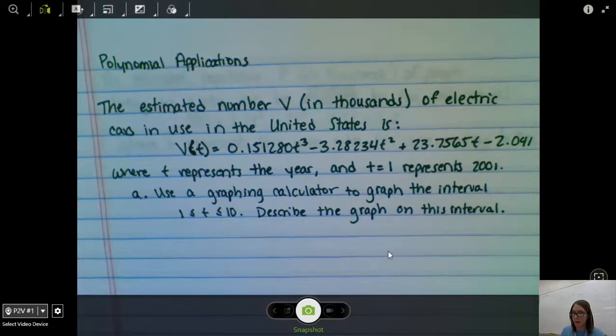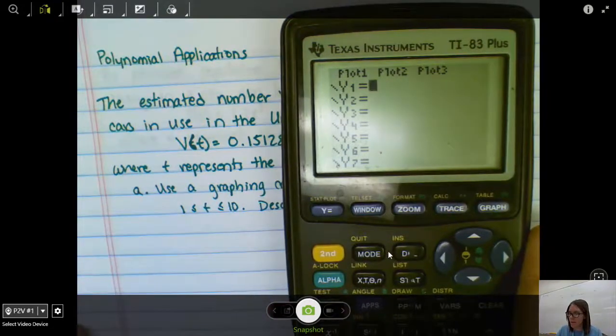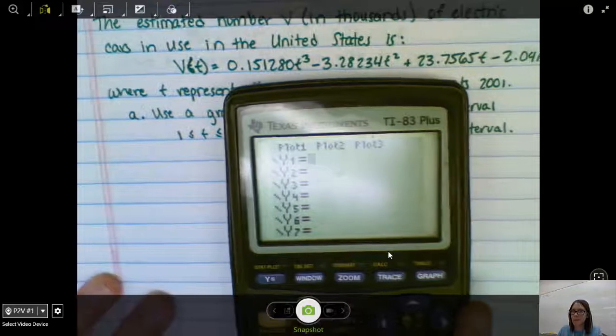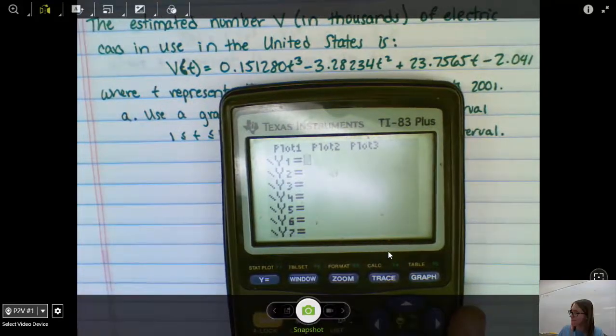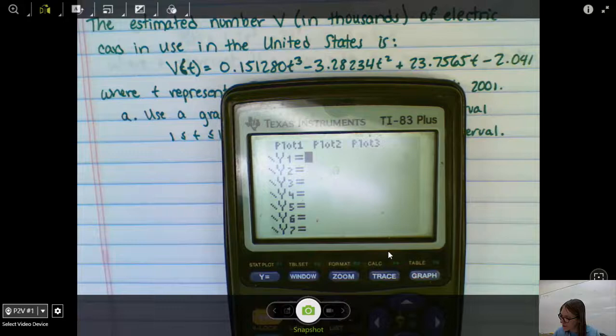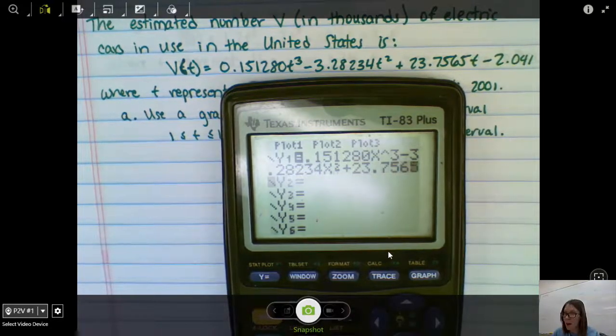So we go to our graphing calculator, and we need to type in our equation, which is pretty long. We have 0.151280 t cubed minus 3.28234 t squared plus 23.7565 t minus 2.041.